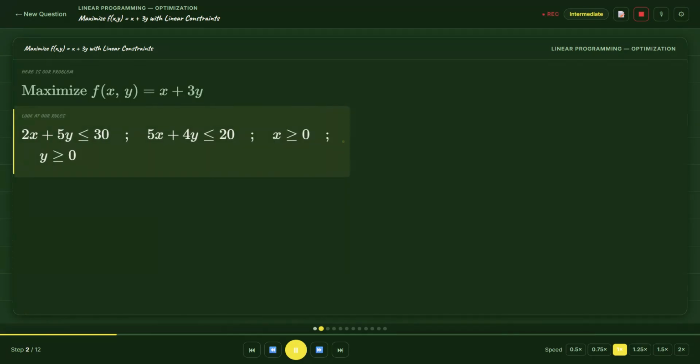Here are our rules. The x and y we pick must make all 4 of these true at the same time. The last 2 rules tell us x and y cannot be less than 0, so we stay in the top right part of the graph.